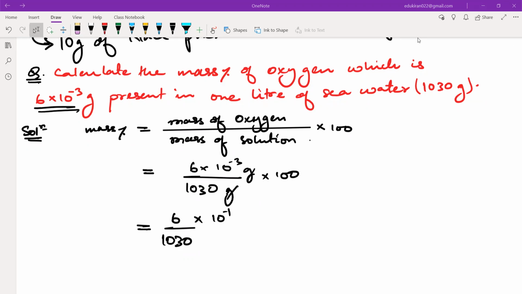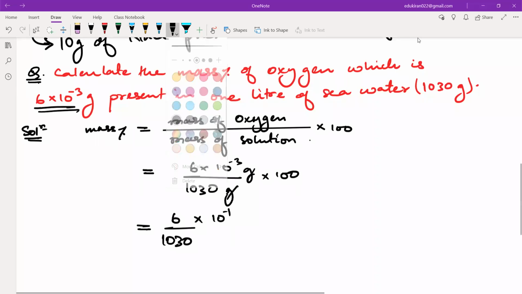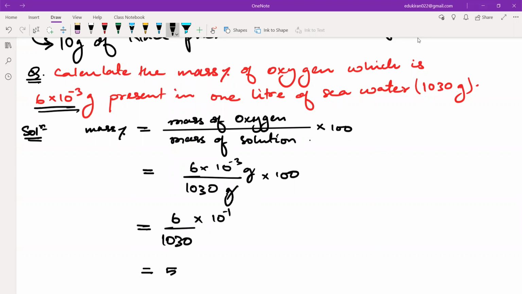Yeah, correct, Matthew, it will be 10 to the power minus 4. So this will be coming as 5.8 into 10 to the power minus 4%. Yes, Kulsum correct, Matthew correct. All of you must be getting this answer, 5.8 into 10 to the power minus 4%.